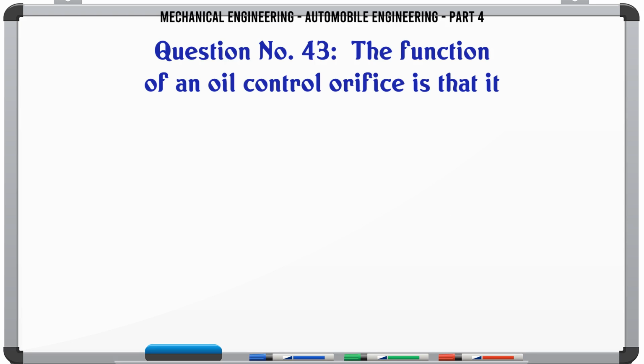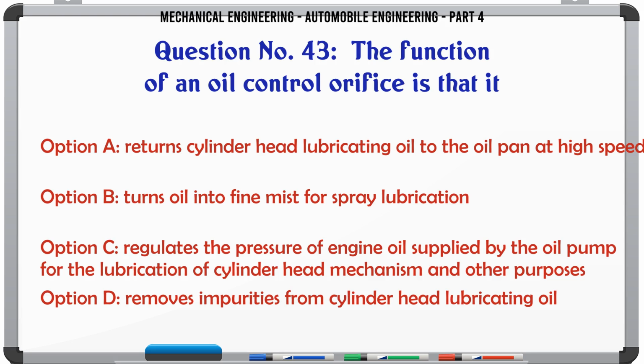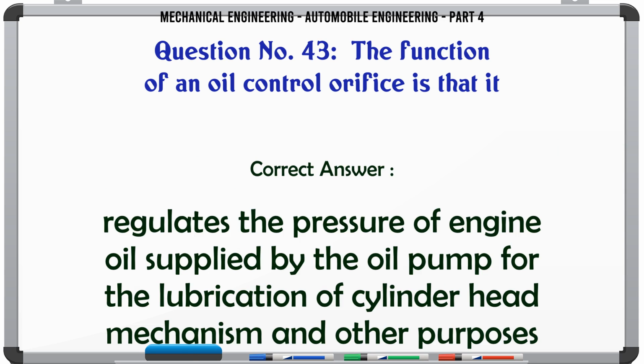The function of an oil control orifice is that it: A. Returns cylinder head lubricating oil to the oil pan at high speed. B. Turns oil into fine mist for spray lubrication. C. Regulates the pressure of engine oil supplied by the oil pump for the lubrication of cylinder head mechanism and other purposes. D. Removes impurities from cylinder head lubricating oil. The correct answer is: regulates the pressure of engine oil supplied by the oil pump for the lubrication of cylinder head mechanism and other purposes.